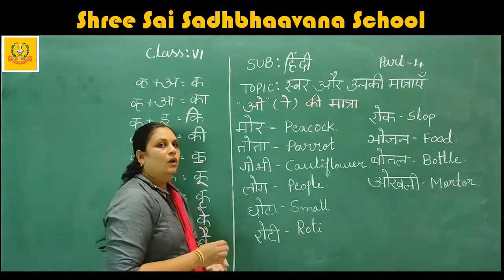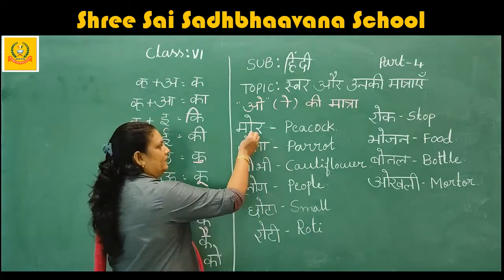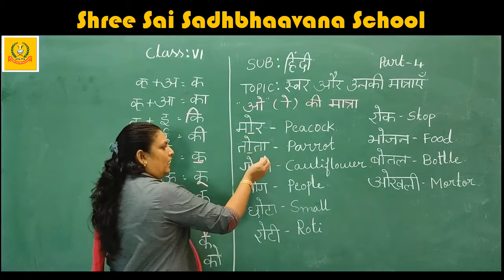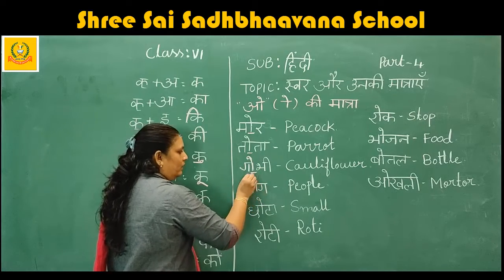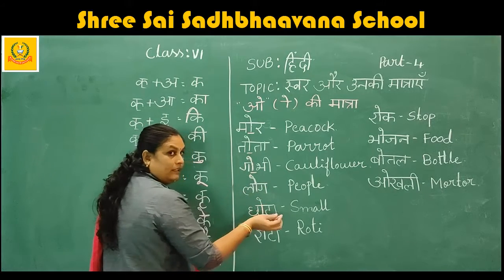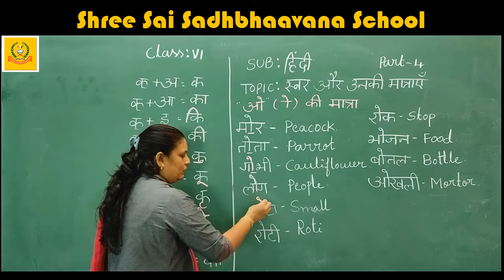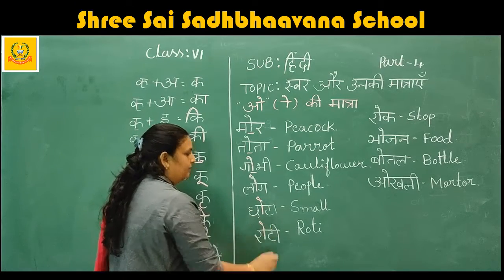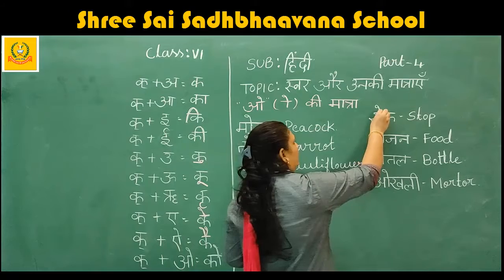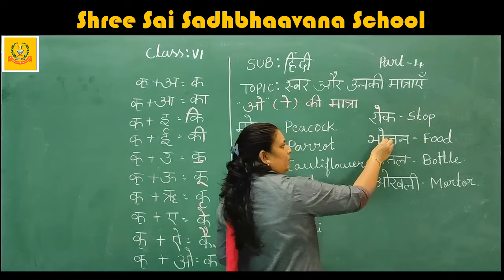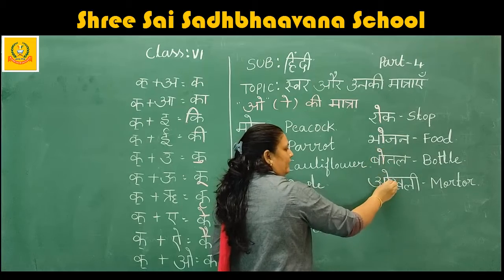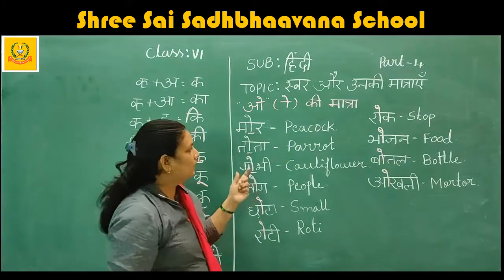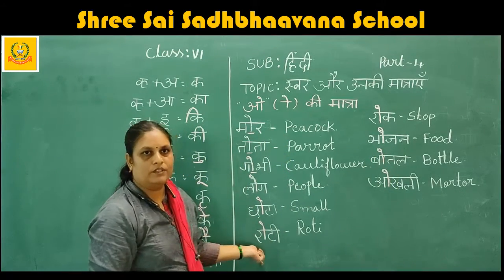Okay, children, these are the Oki matra words and their meanings. These are Mor, Tota, Gobi, and Log. See, the ones I am writing in colored chalk are Chota, Roti. Next, Rok, Bhojan, Botal, and Okhli. Okay, children, I hope you understood the words also.